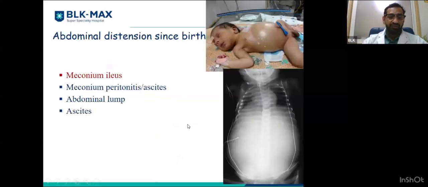Now, these are the four conditions where you see abdominal distension since birth. Number one is meconium ileus, then meconium peritonitis, abdominal lump, and ascites. So if the child is born with a huge distension, there could be one of these possibilities, and you should try to rule out each of these possibilities.